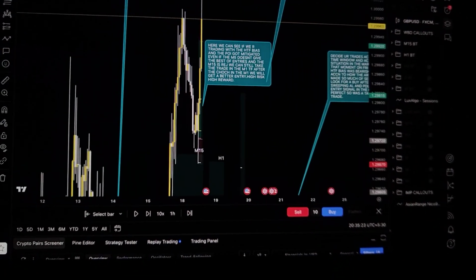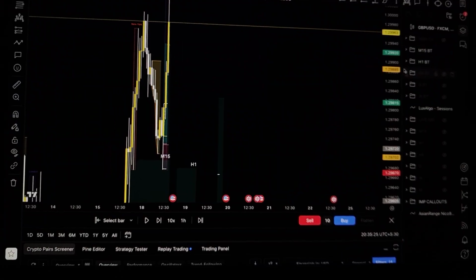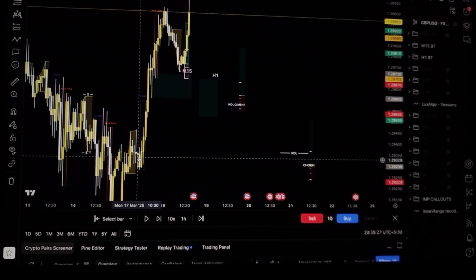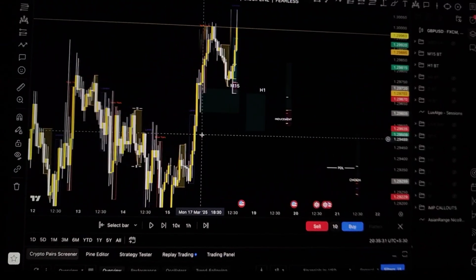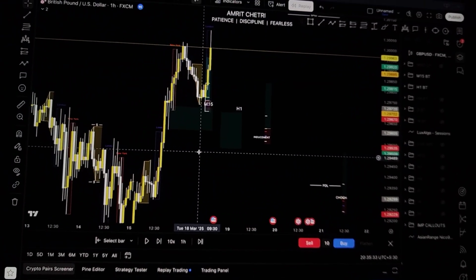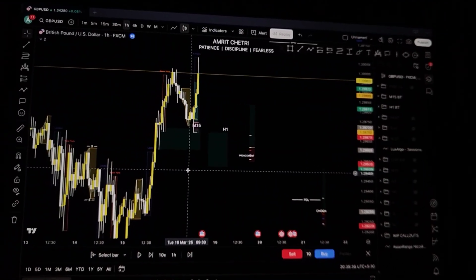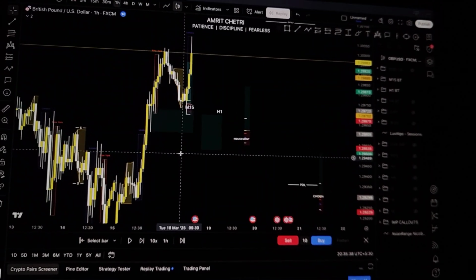Look, now you get it, right? How waiting for Monday to close gave me the bias for Tuesday, and also on Tuesday I caught a beautiful trade, right? And also this week I have learned which days to trade and which days to not trade.